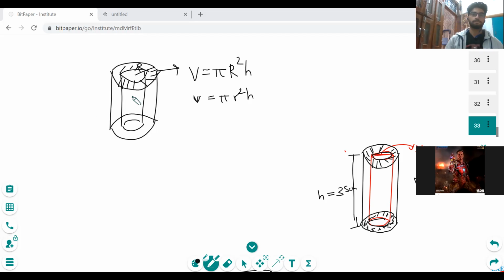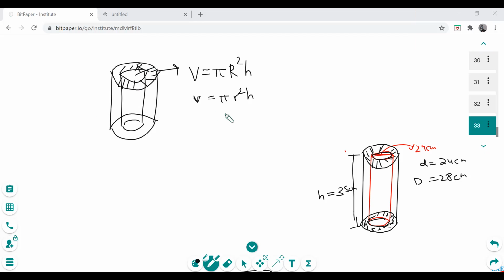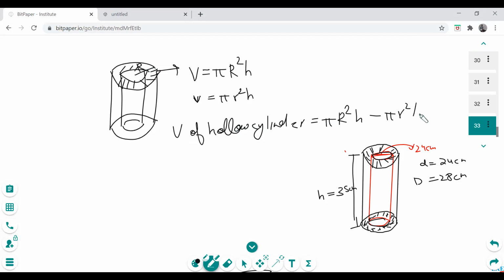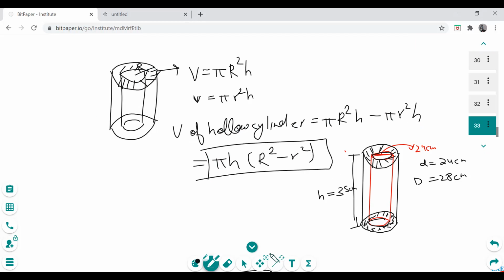Yes, did you get it? So the volume of a hollow cylinder gives us a new formula, write it down. That's pi capital R square h minus pi small r square h. So we will take pi h common: pi h times R square minus r square. We talked about it in class 8th as well.